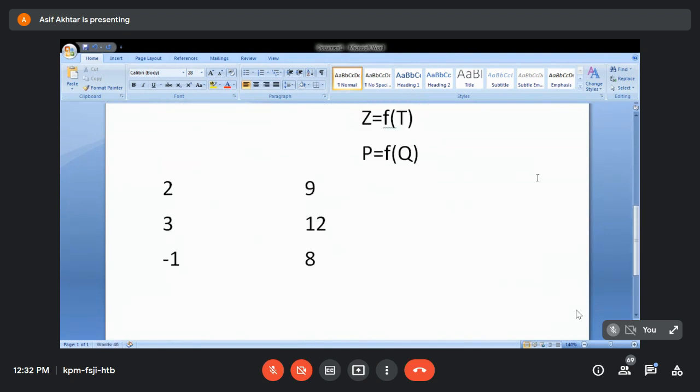And what does y is a function of x mean? You put the value of x and you are getting the value of y. You are putting the value of t and you are getting the value of z. You are putting the value of q and you are getting the value of t.